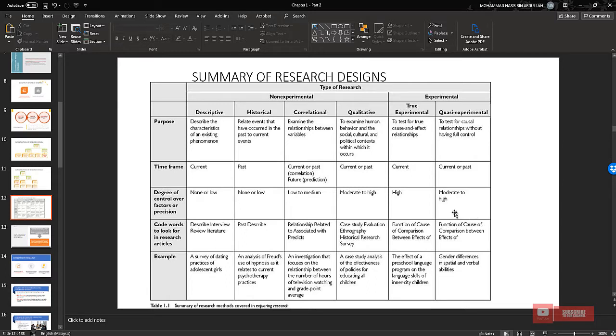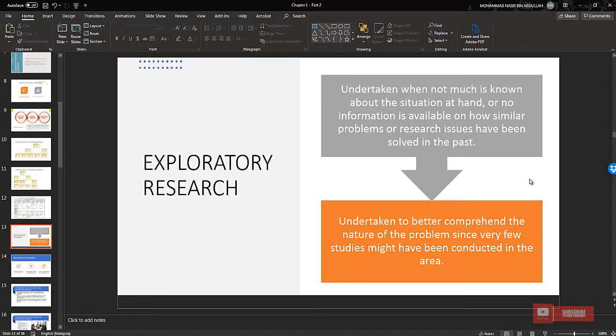If you want to search for the article, the keywords that you can use are: a function of, cause, comparison between, effect of. So these are some of the keywords that you can use to search for particular research articles. Right. So let's look at them one by one.